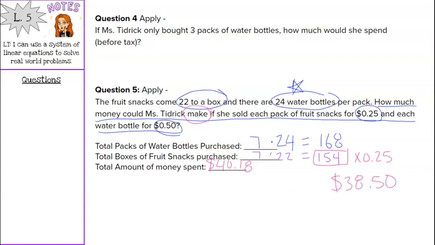So if I have 168 water bottles total and I could sell them each for 50 cents, how much money could I make off the water bottles? Figure that out for me. We should have done 168 times 50 cents each. And when you do that, you would have gotten $84.